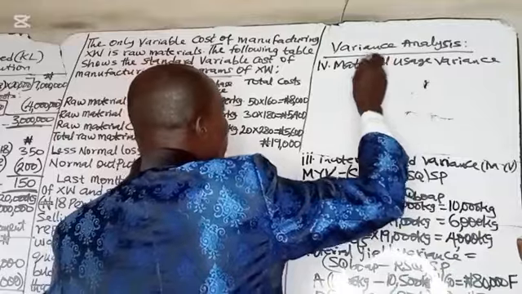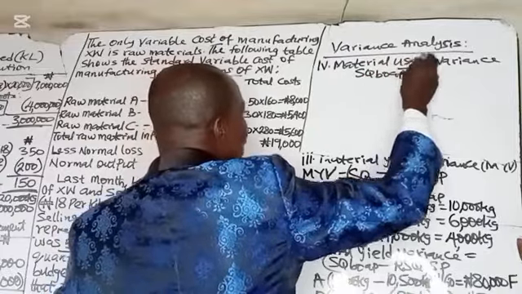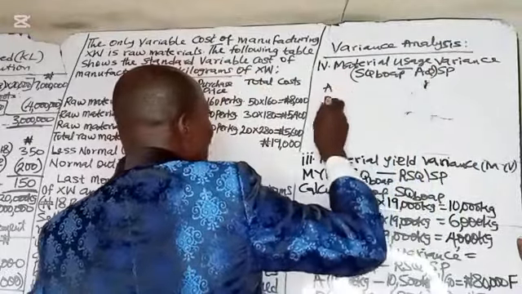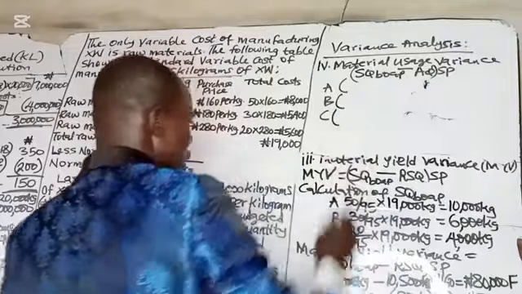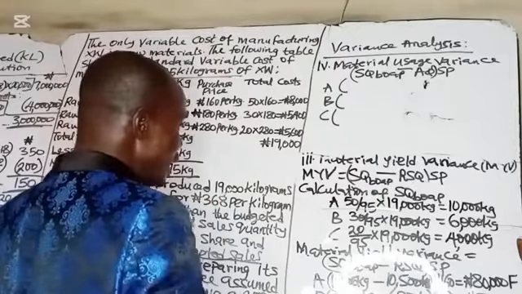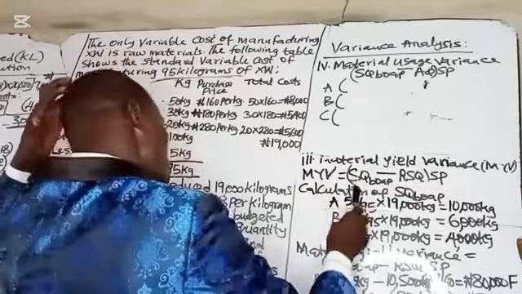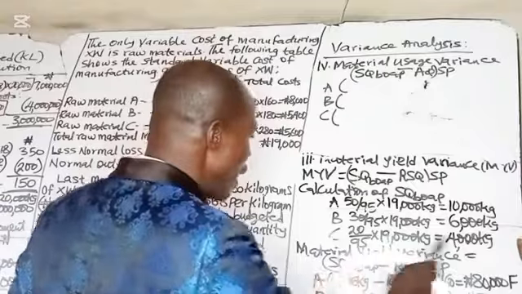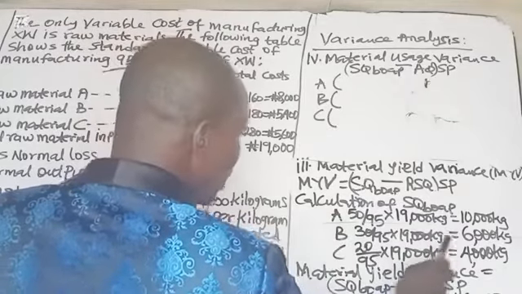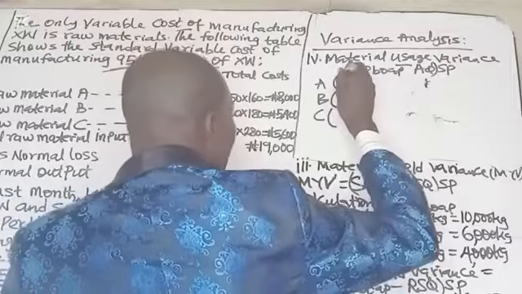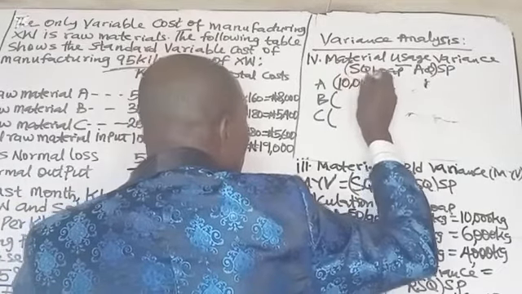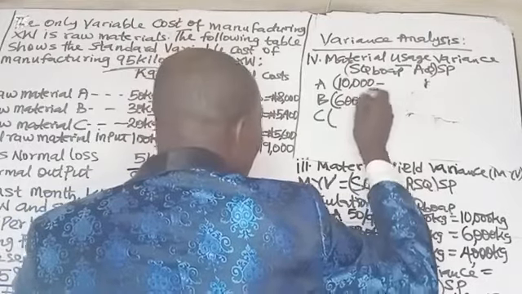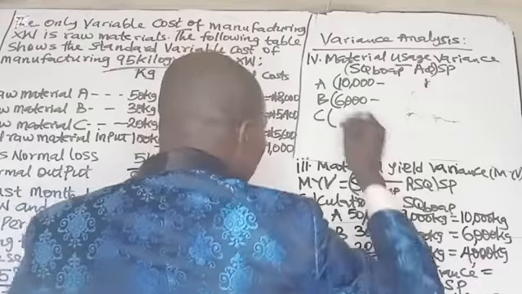So material usage variance is standard quantity based on actual production minus actual quantity multiplied by the standard price. Then we have three materials, A, B, and C. From our just concluded workings for material yield variance, we have calculated the standard quantity based on actual production. For A, 10,000 kg. B, 6,000 kg. And for C, 4,000 kg.